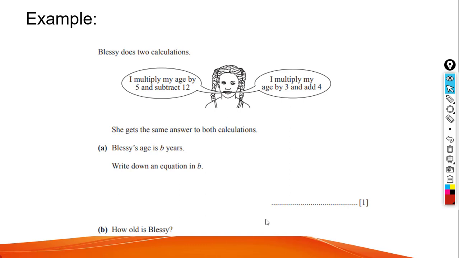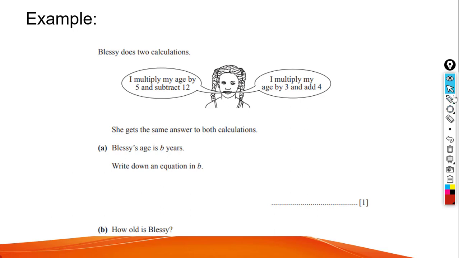Now let's look into a critical thinking question on algebra. Blessy does two calculations. She multiplies her age by 5 and subtracts 12. She also multiplies her age by 3 and adds 4. She gets the same answer for both calculations. It means both of these expressions are equal to each other. The question says Blessy's age is b years. Write down an equation in b. If you're going to use an unknown, you need to use only the unknown that has been given by the question, which is b. If you use x or any other unknown, it is not allowed.